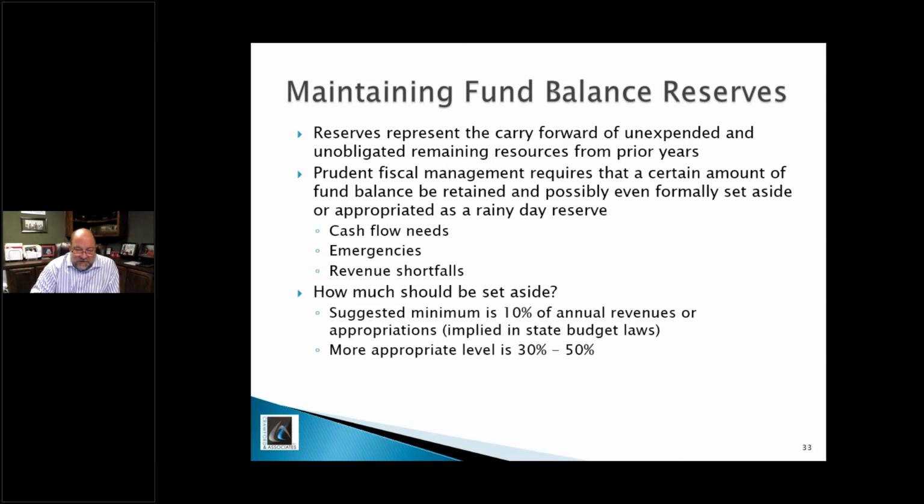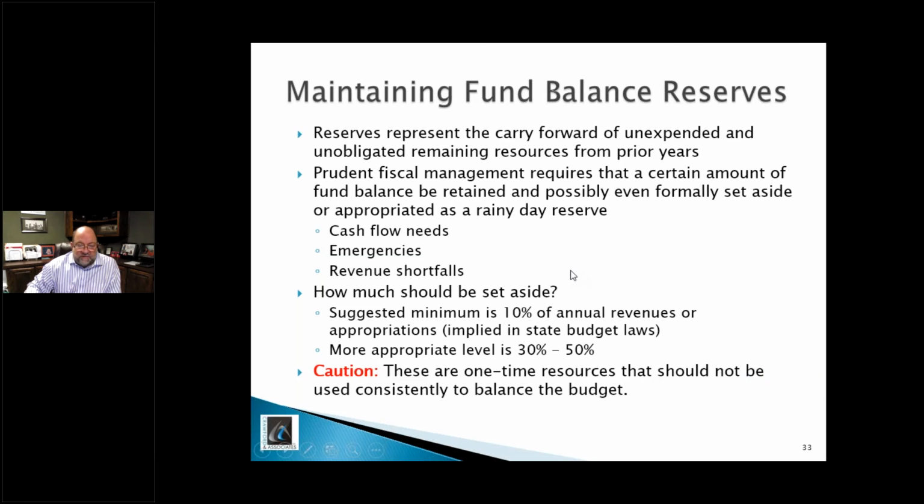You know, maybe my 30 to 50% is a little high, but I'm telling you, I've seen 10% get wiped out in one day. And so we need these reserves because it's a prudent fiscal management plan that says we're going to need cash flow. We know we're going to have some emergencies like an ice storm, and we know on occasion revenue doesn't come in like we thought it did. But we have to be ready for that. And that's why we want to keep that fund balance reserve. And so we don't want to use fund balance to pay for one-time or to pay for recurring costs.